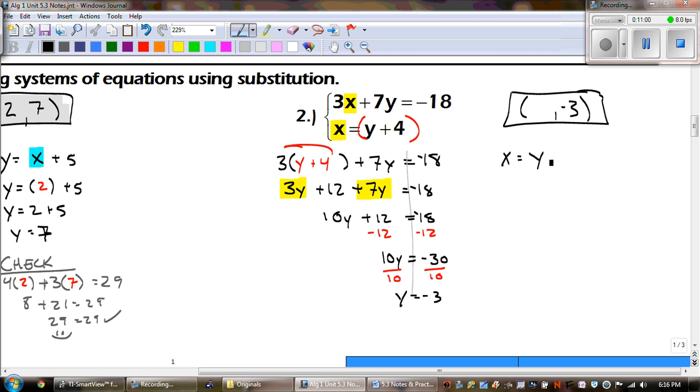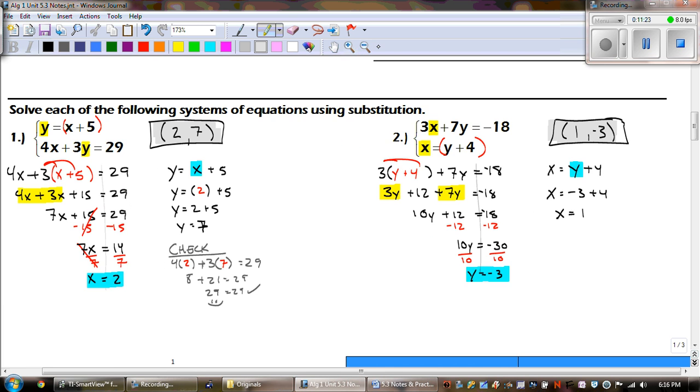So that's where we go back to our equation. I'm going to plug in for y. So x equals negative 3 plus 4, and negative 3 plus 4 is 1. So we get our answer of (1, negative 3). Okay, what do you guys think? Is this that hard? Nah.